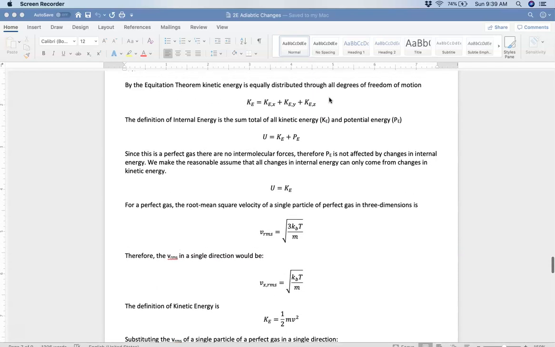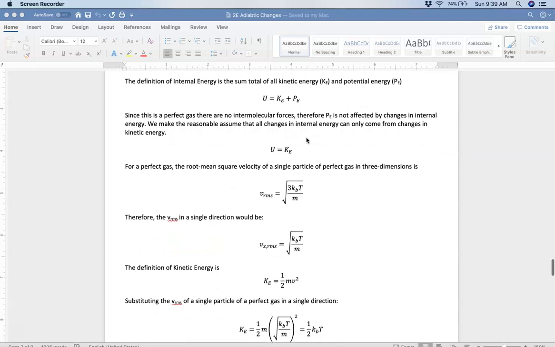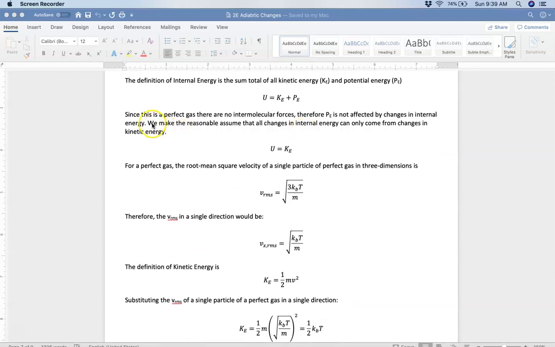We know our definition of internal energy is the total sum of all the kinetic energy and all the potential energy in the system. That is the definition of what internal energy is. Since this is a perfect gas, we already know that there are going to be no intermolecular forces. That means no London dispersion forces, no dipole-dipole interactions, no hydrogen bonding, and no other types of intermolecular forces. Therefore, the potential energy is not going to change.